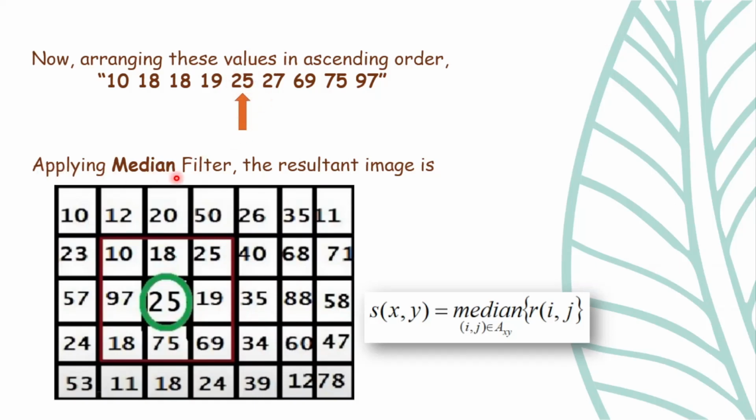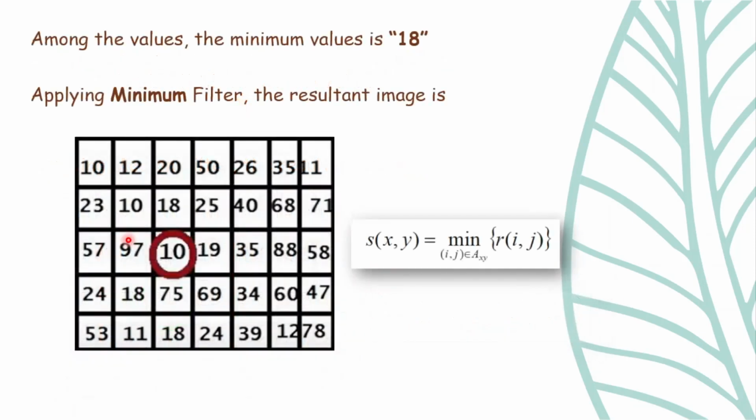So, applying the median filter, the resultant image is this. So we change the pixel value 27 to 25. The mathematical expression for the median filter is this one. And among the values, the minimum value is 18. So applying the minimum filter, the resultant image is this.